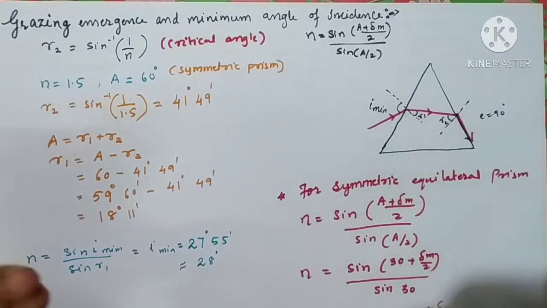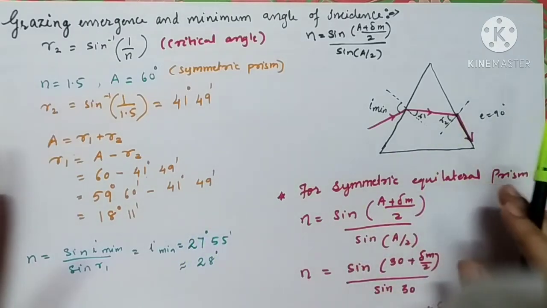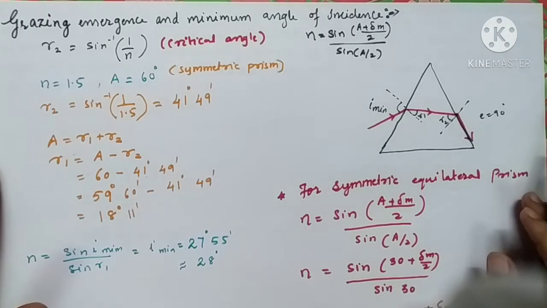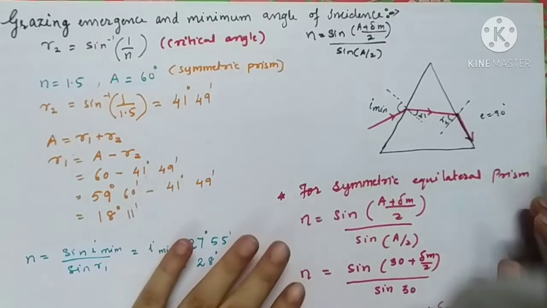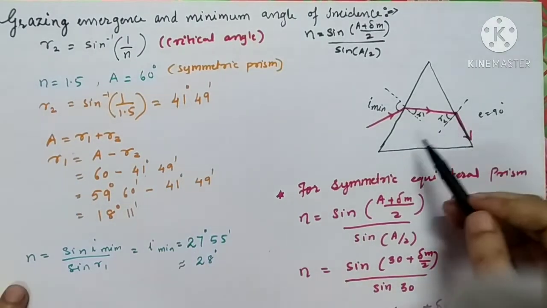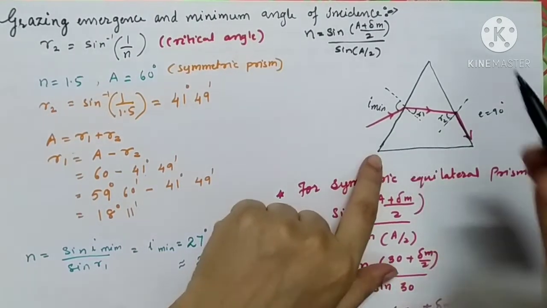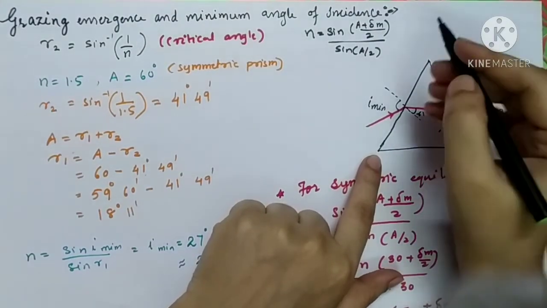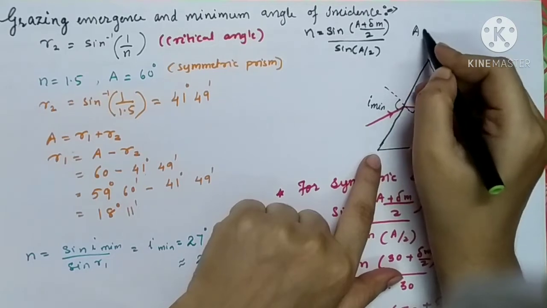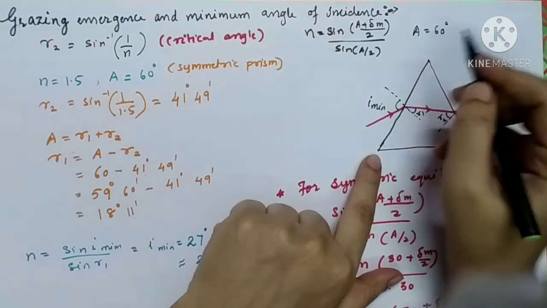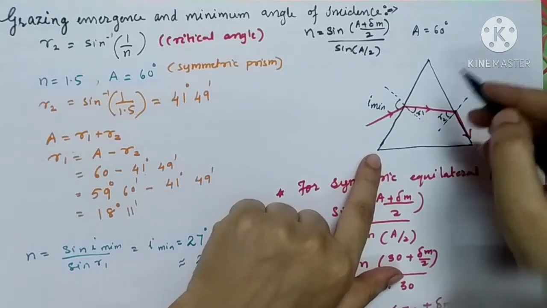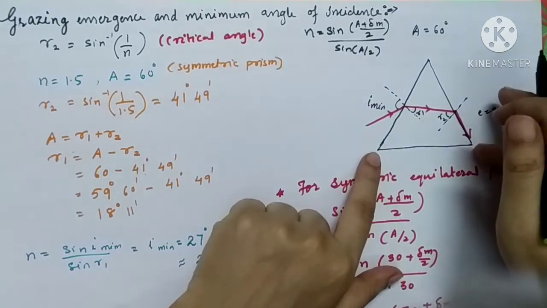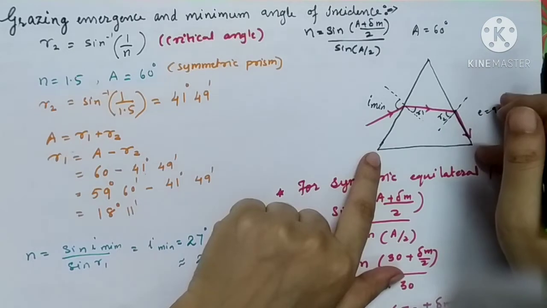Today we just have to understand certain concepts related to the angle of incidence and angle of emergence of a prism. Let's see what it is. So here we have taken one prism. Remember that it is an equilateral prism. It means it has a refracting angle A equal to 60 degrees. Each and every corner of the prism has a 60 degree refracting angle.